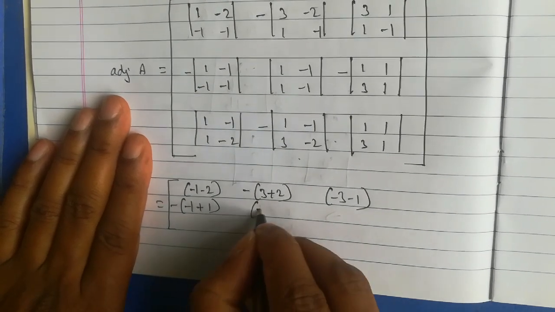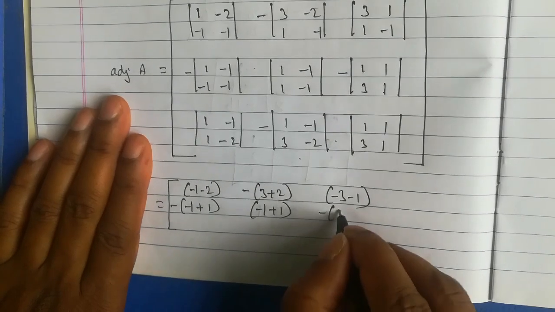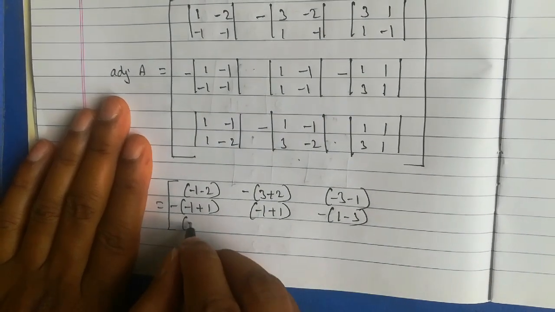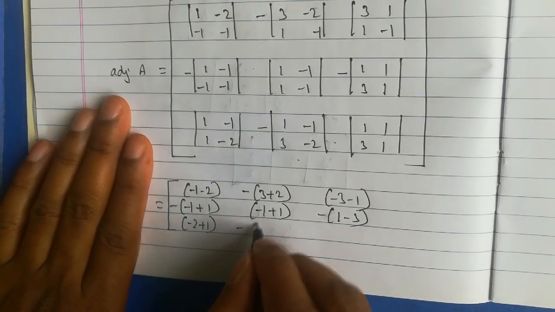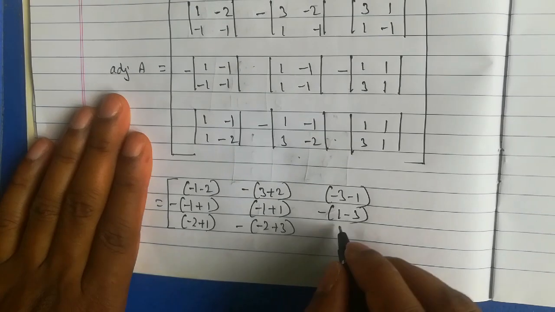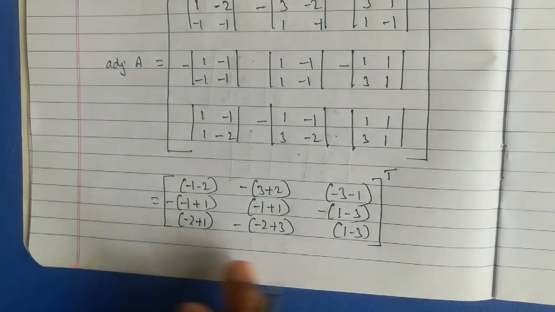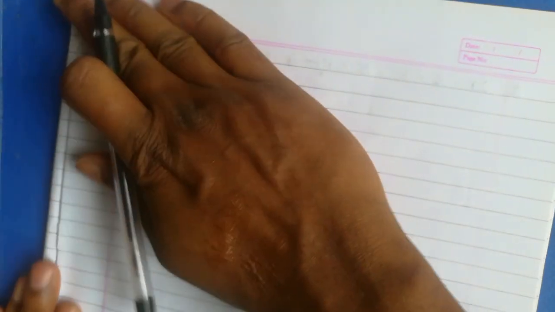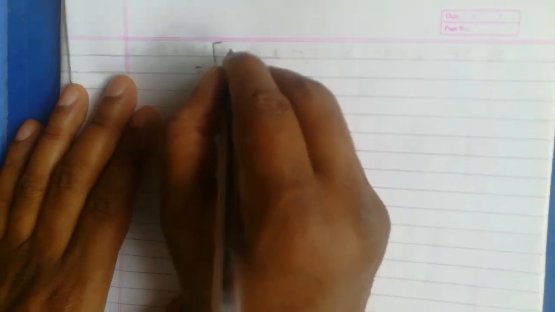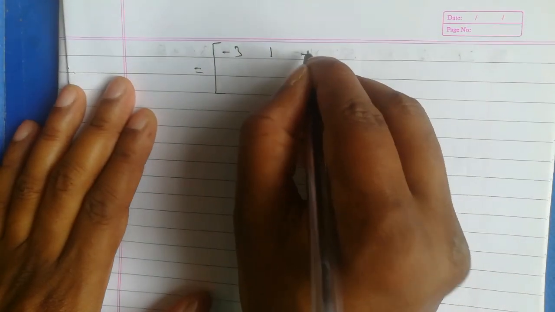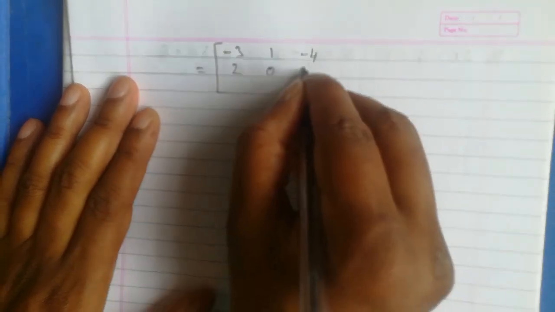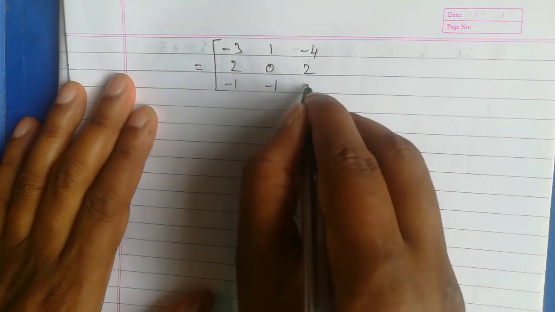Minus 1 plus 1, minus 1 plus 1, 1 minus 3, minus 2 plus 1, minus 2 plus 3, 1 minus 3, then the transpose. Simplify this. I'll show the simplification, then the transpose: minus 3, 1, minus 4, 2, 0, 2, minus 1, minus 1, minus 2.